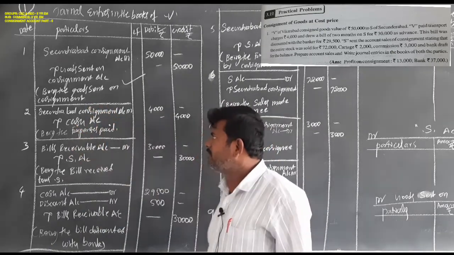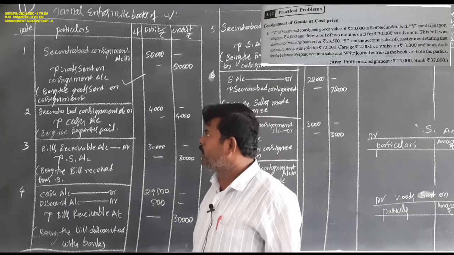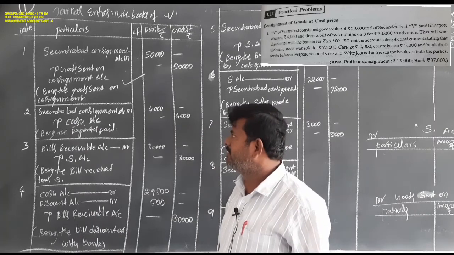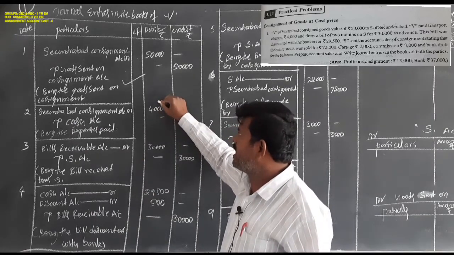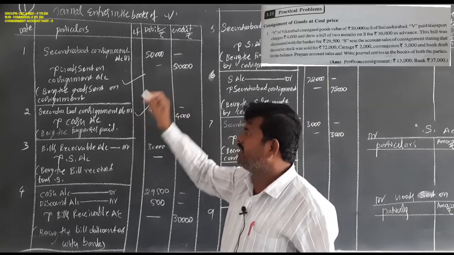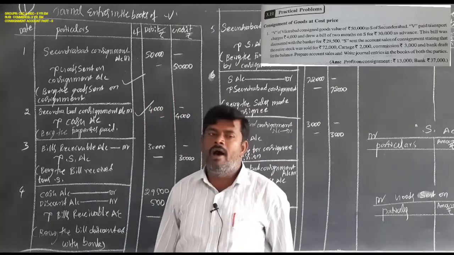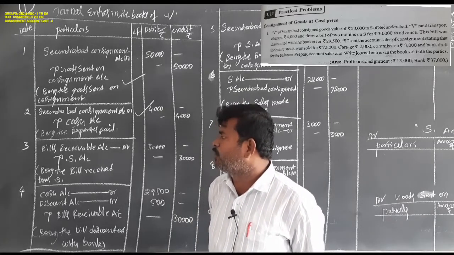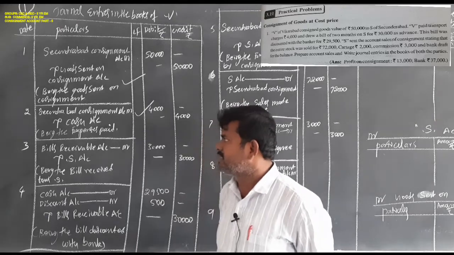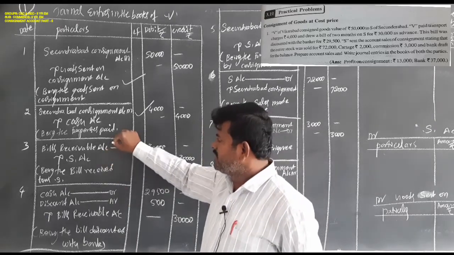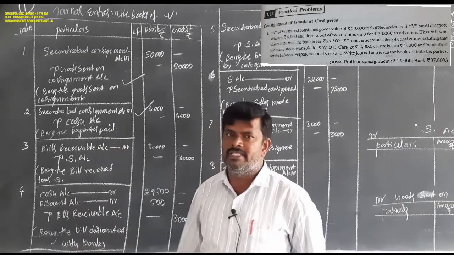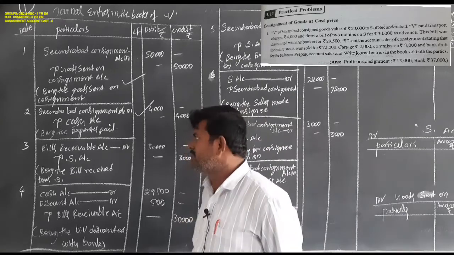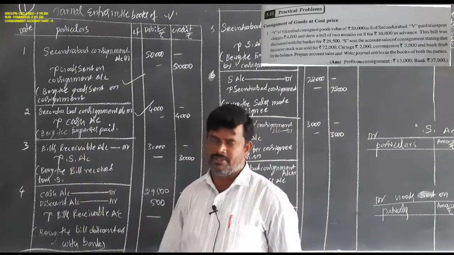Next, second entry, Secunderabad consignment account debit to cash account, being the expenses paid, consignor expenses. These are the consignor expenses. This is the second entry. And the consignor amount paid per consignment, so Secunderabad consignment account debit to cash account. Next, third one, bills receivable account debit to S account. S is the giver, bills receivable is an asset, what comes in is debit, so bills receivable account debit to S account.